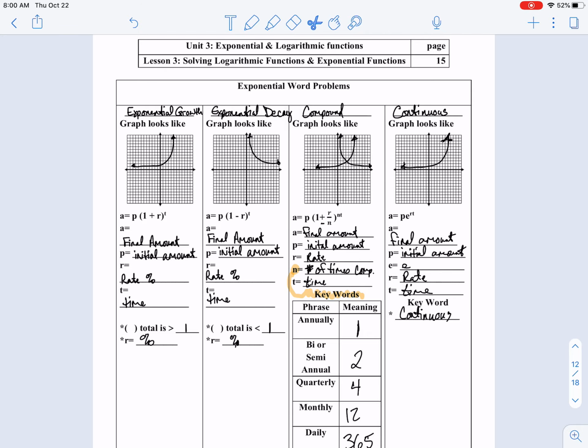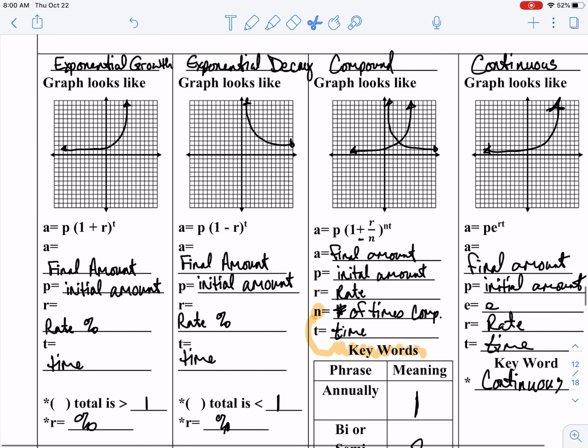You can have exponential growth. The way I remember exponential growth is the graph increases from left to right. You can have exponential decay, and the graph decreases from left to right. Compound can be either or, depending on if it's compounding and growing or compounding and decaying. Continuous, again, is going to be increasing from left to right. The actual formulas, here they are.